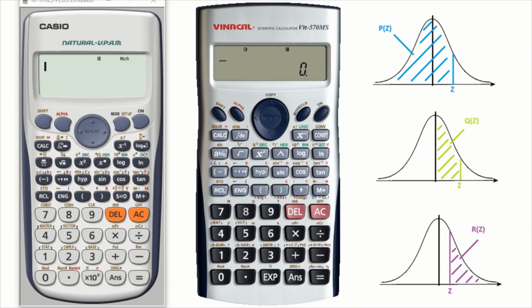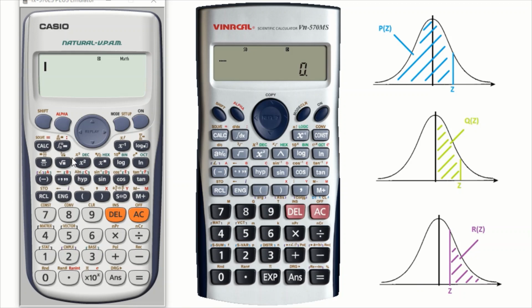Alright, so in this video, I'm going to show you how to find normal distribution by using your calculator. So we'll start with the 570ES. I have two calculators here. This is basically the same thing if you are using the Casio 570MS. So I'm just going to try with the ES first.